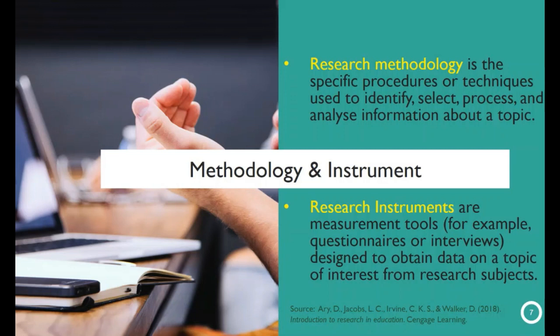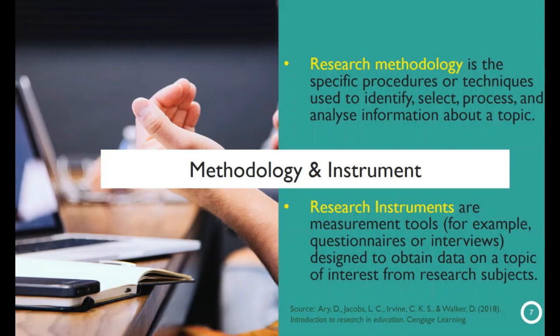Research methodology is the specific procedures or techniques used to identify, select, process, and analyze information about a specific topic. More specifically, it's about how a researcher systematically designs a study to ensure valid and reliable results that address the research aims and objectives. And research instruments are measurement tools, such as a questionnaire, survey, interview or observation checklist, designed to obtain data on a topic of interest from research subjects.